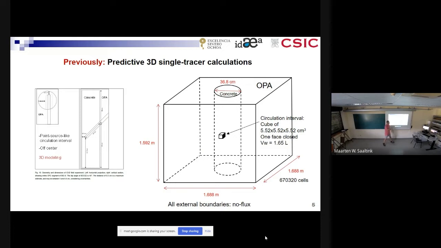This is connected through lines to the circulation system, where you have a volume of 1.65 liters of water, so this is taken into account. In the 3D model, we have close to 700,000 numerical elements. This is an integrated finite difference model, so all these numerical elements are kind of small shoeboxes.